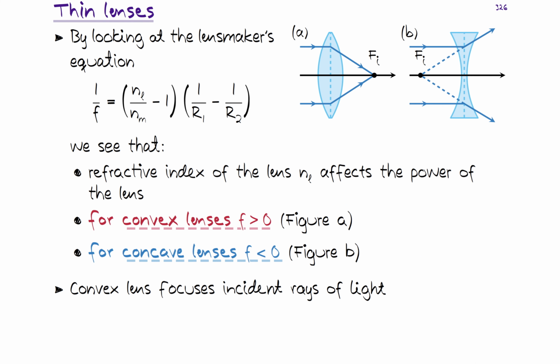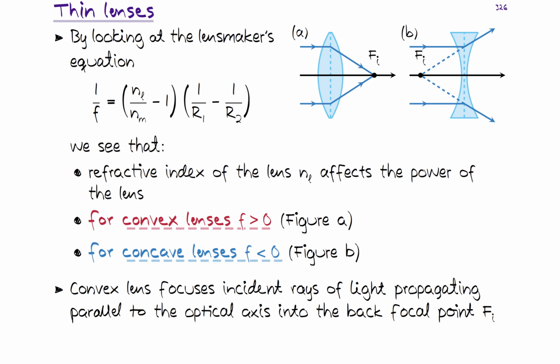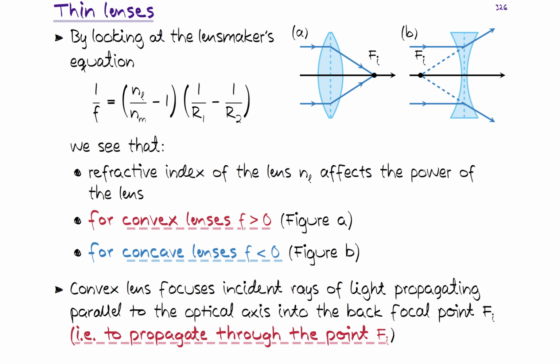So a convex lens focuses incident rays of light into a single focus point. Especially when the rays of light are propagating parallel to the optical axis as they hit the lens, they are focused at the back focal point Fi. So basically they propagate through the point Fi, and this is how a convex lens can be thought to behave, like shown in figure A here.